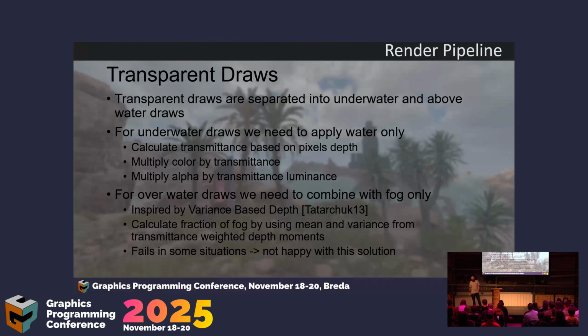Unfortunately, we cannot use the froxel volume because it doesn't contain the voxel fog. So instead, we try to approximate the fraction of fog to apply by using mean and variance from the transmittance weighted depths that we output from the ray marching path. But we are not quite happy with the solution because it's not accurate and it fails in some situations. This definitely is an issue, and we still need to do more work on it.